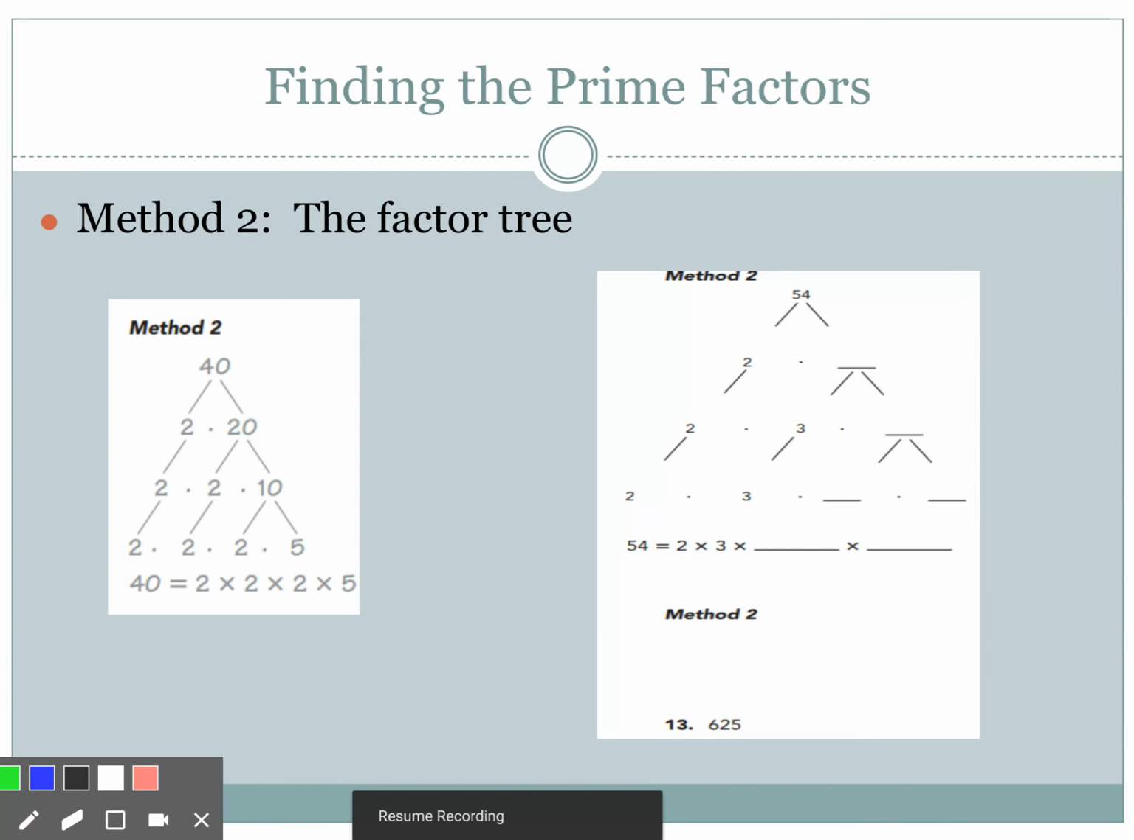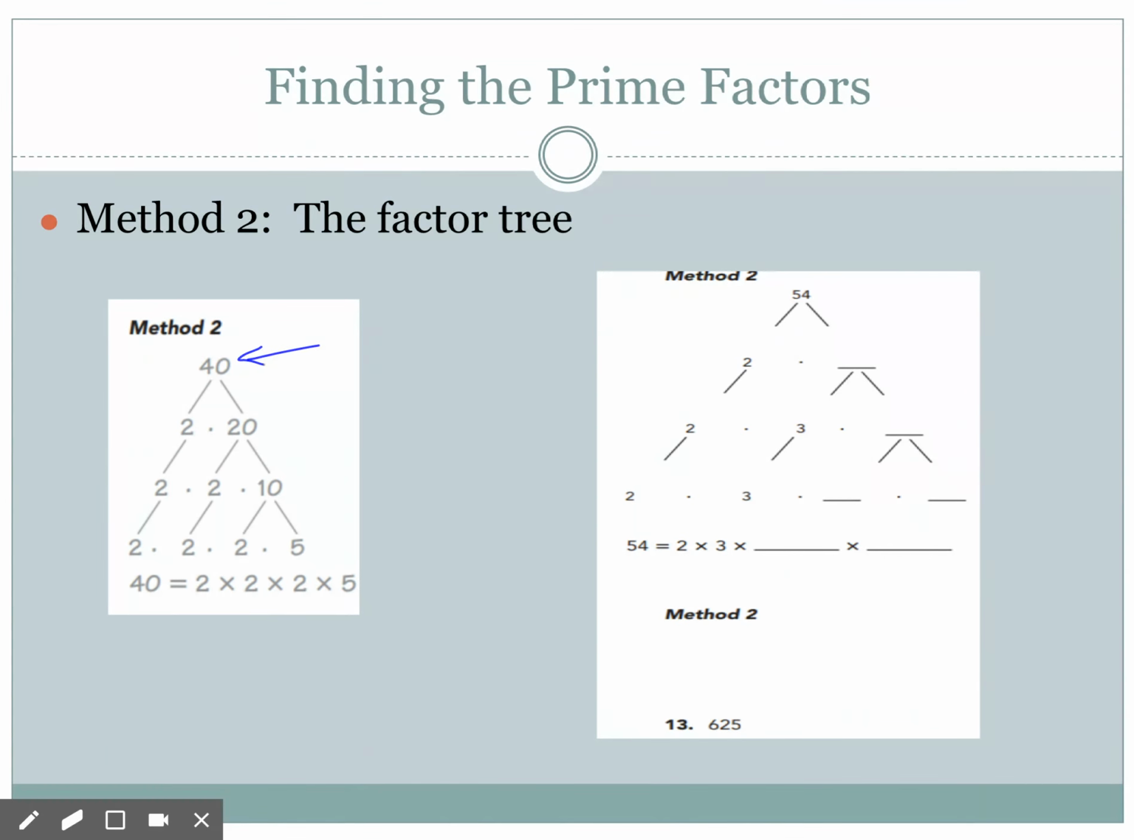The other way to do prime factorization is with a factor tree. This is my preferred method, just because you don't always have to pick the least prime factor, you can use factors you know. So you're doing the same process. You're starting with your number and you're picking 2 numbers that multiply to be 40. So 2 times 20 is 40.